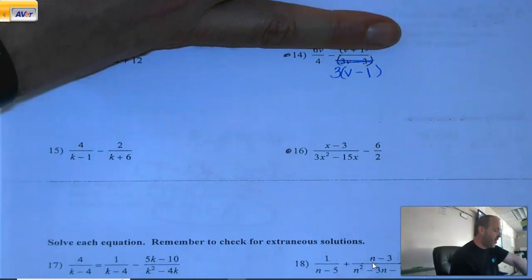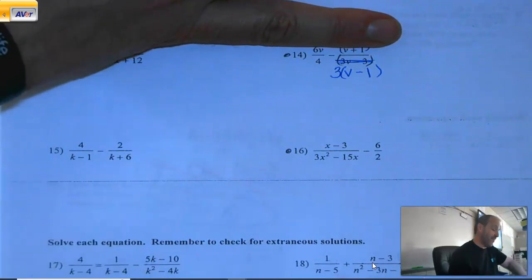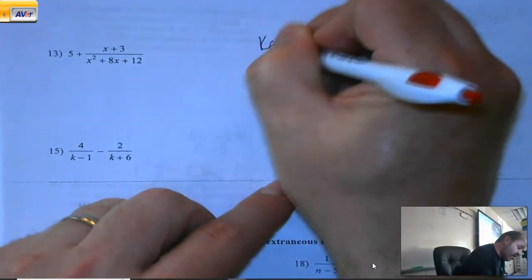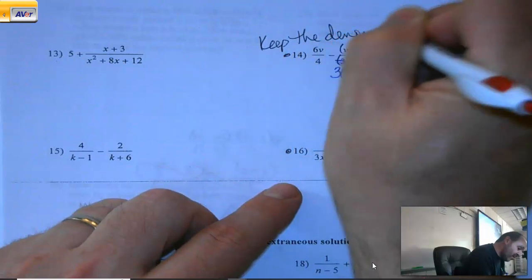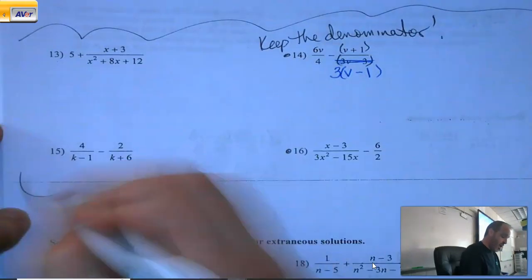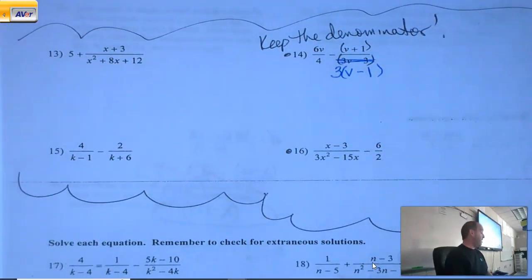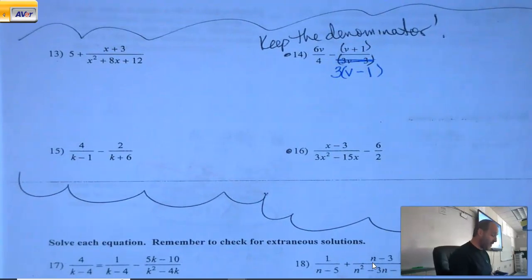And now it's time to build our LCD. When we're doing it and it's not an equation, this is not an equation, we're going to make a note here. When you're adding or subtracting, keep the denominator. Oh, shoot, I should have gone lower. Oh, well. When you're in this section, don't cancel it out. It's not an equation. You can't do it. I mean, you could, just be wrong.